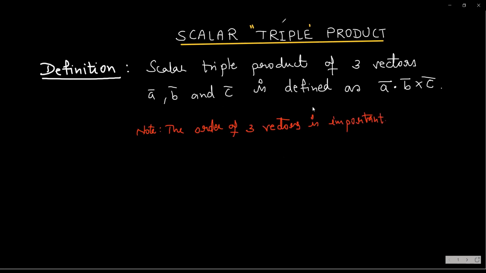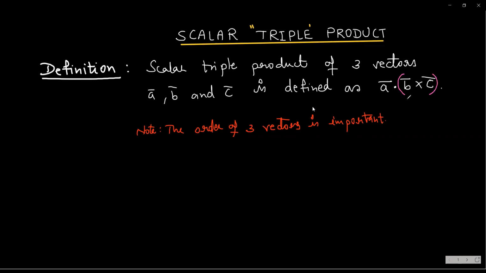One more thing. Here I have written A bar dot B bar cross C bar. In most of the books, you will notice that B bar cross C bar is put in a bracket. So the scalar triple product of A bar, B bar and C bar is written this way, where B bar cross C bar is put inside a bracket.